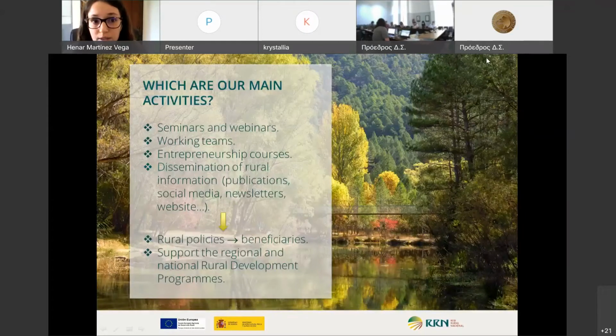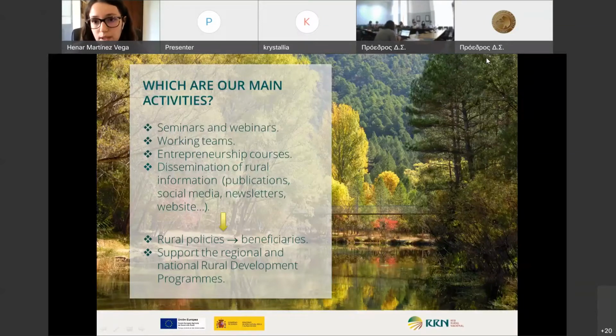We are organizing several activities, like for example, seminars and webinars, and we usually invite projects of the rural areas to explain how they are contributing to the rural areas and what are the main challenges they have faced during these projects. We are also promoting working teams that basically are meetings where people with different backgrounds talk about a topic. For example, the last one we organized was about the rural youth in Spain.